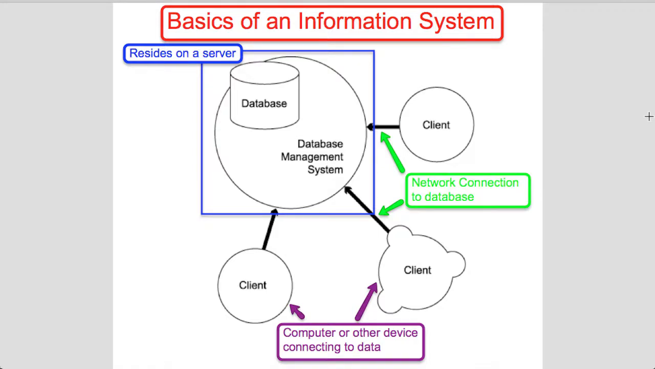Over the next 3 weeks, we're going to be looking at the basics of an information system. And there's 3 basic components for an information system. One of them is a database management system, which we'll be focusing on this week. The second one is a network connection that allows the third one, a computer or another device, to access the information system. So again, over these next 3 weeks, we're going to be focusing on different pieces of this graph and learning about the different components of an information system.